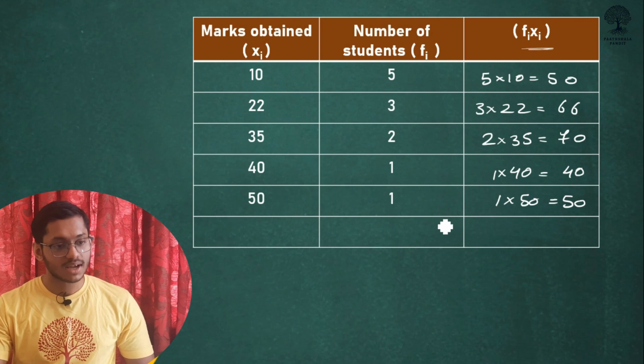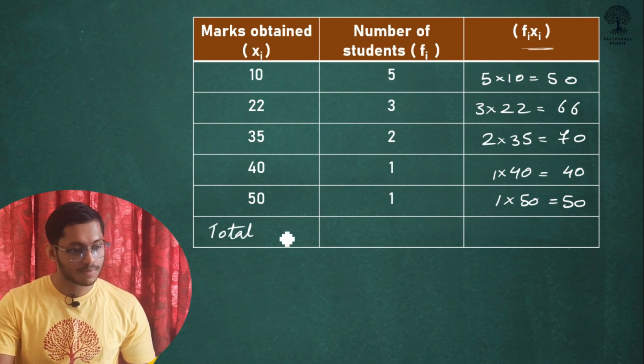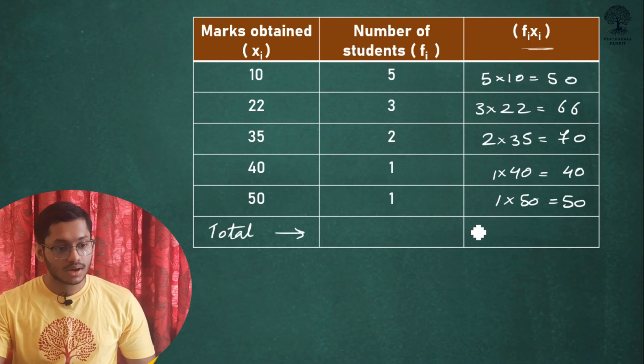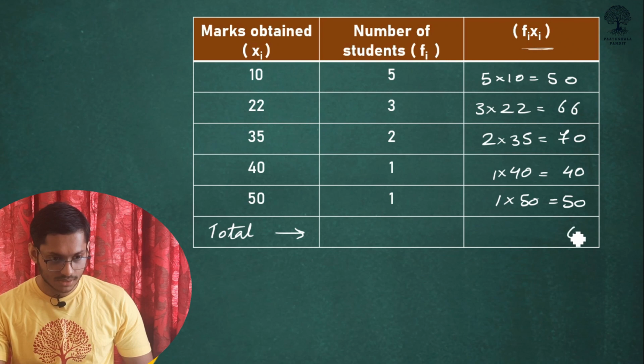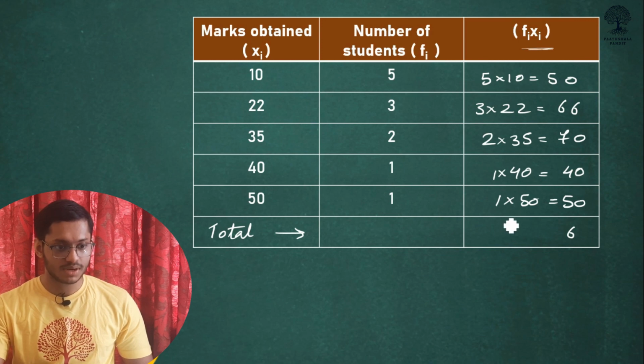So after adding them, let me just write here, total. Okay, total. So if we add them, the total comes out to be, let's calculate it, it will come out 6, and then 6, 10, 17, 22, 27. I guess it is 276.